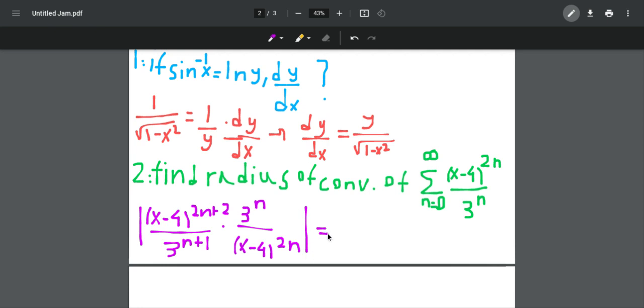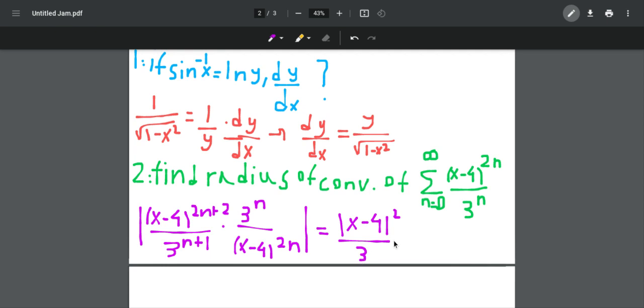Sorry for that. Now we can simplify this, because x minus 4 to the power of 2n plus 2 can be split. X minus 4 to the power of 2n cancels. We're just left with the absolute value of x minus 4, squared. And 3 to the power of n plus 1 is 3 to the power of n times 3, so 3 to the power of n cancels. We are just left with 1/3. So we get x minus 4 squared over 3.